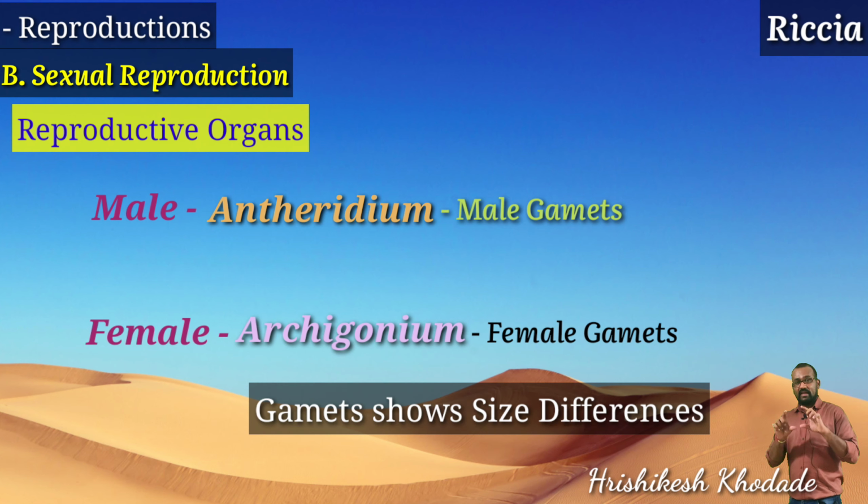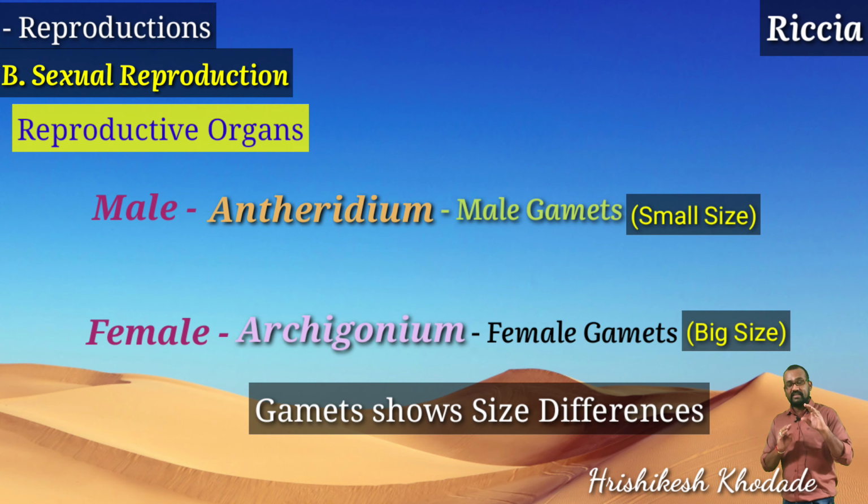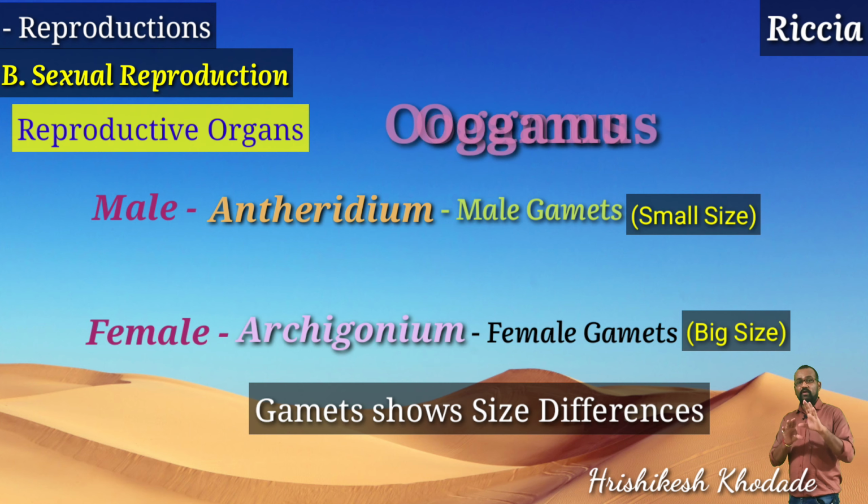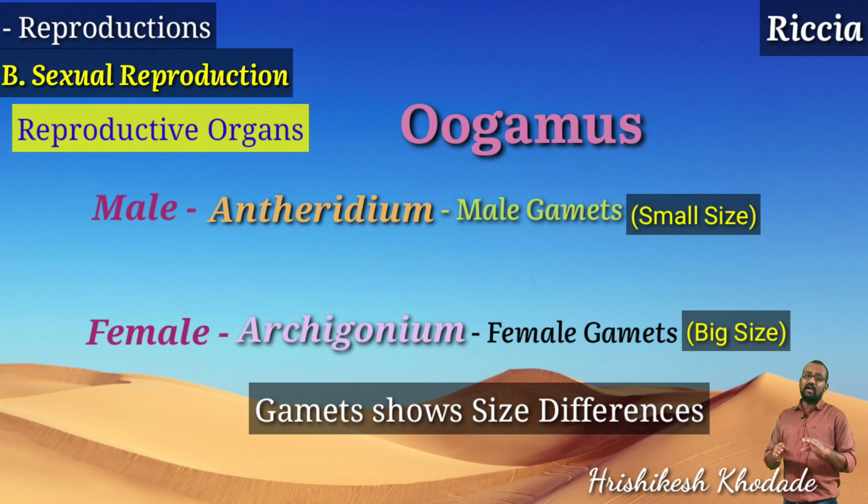The gametes have size differences. That's why this type of reproduction is known as oogamous type of reproduction, which I have told you in the last lecture. For oogamous reproduction, we have to see in detail the differences in reproductive organs. So let's get into detail about each organ.